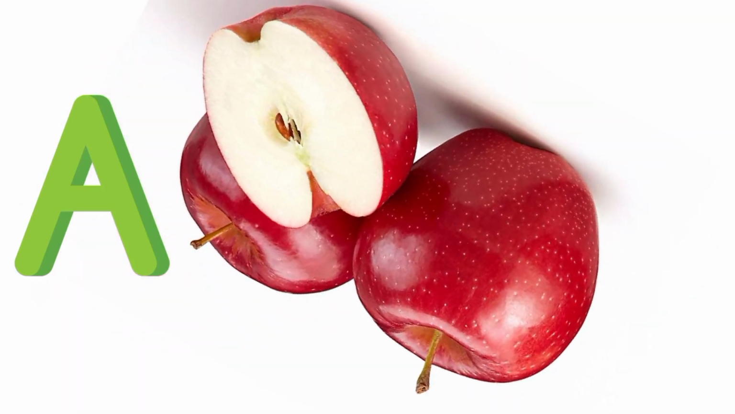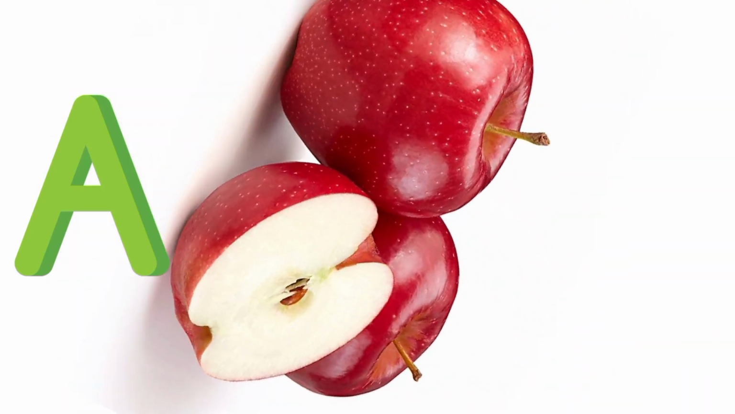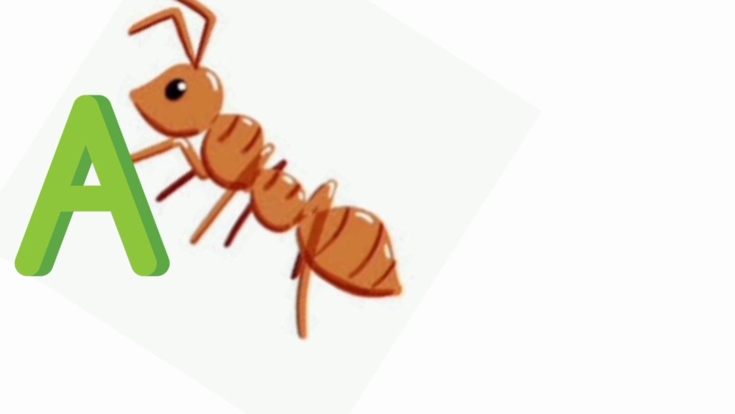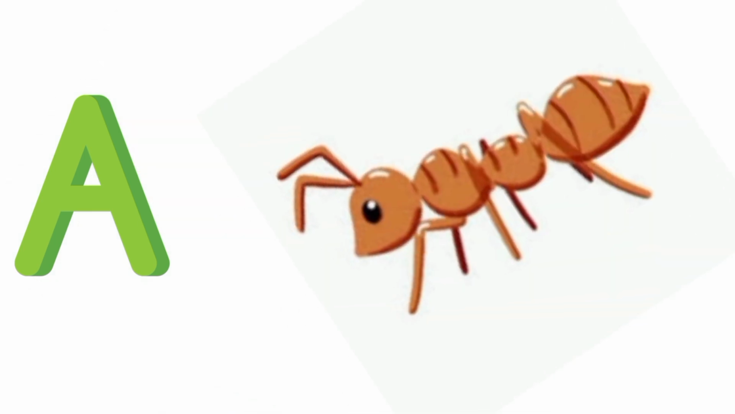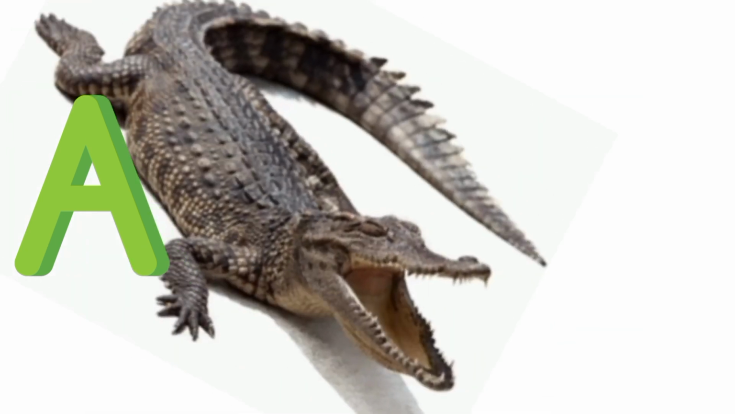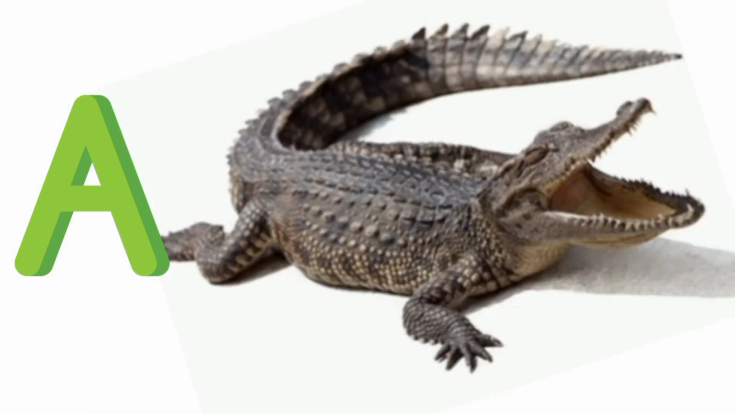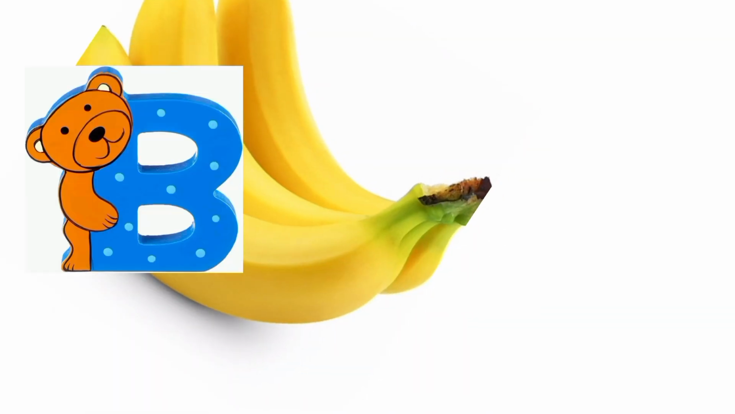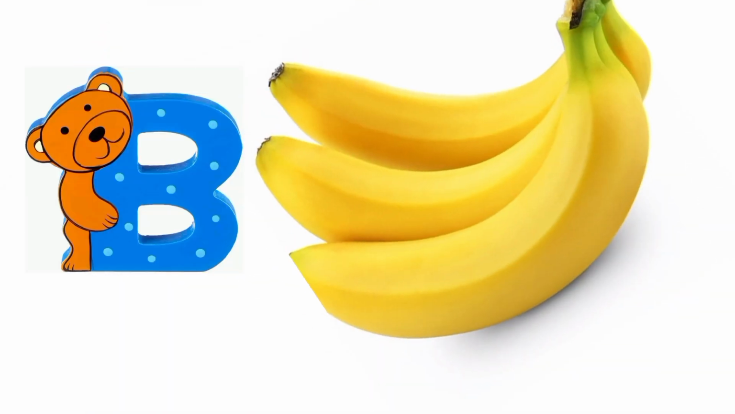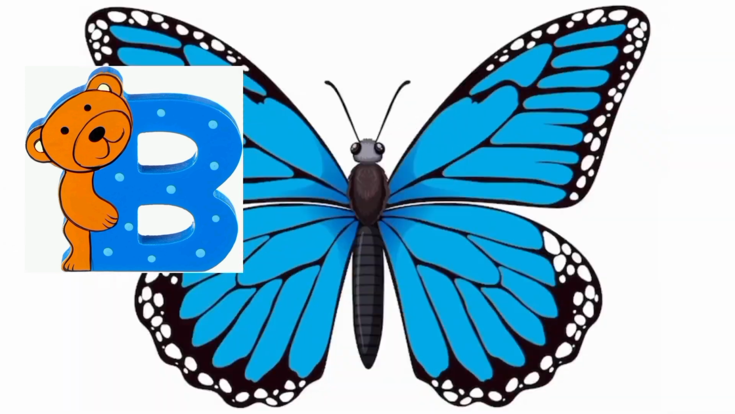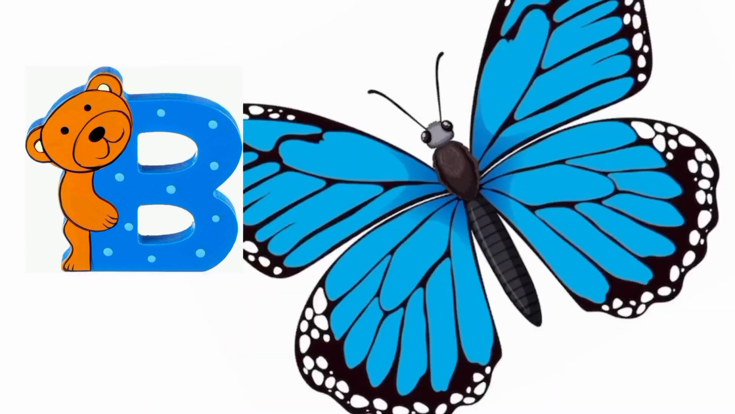A for apple. A for ant. A for arrow. A for alligator. B for banana. B for butterfly.